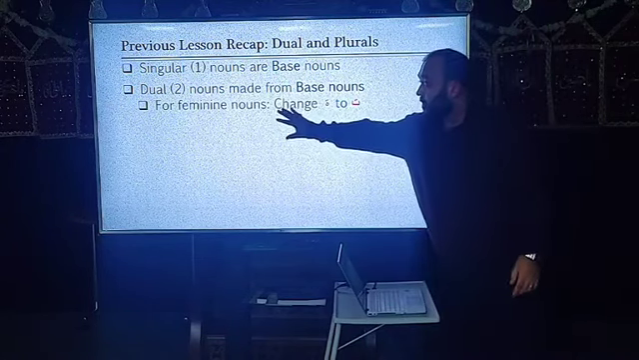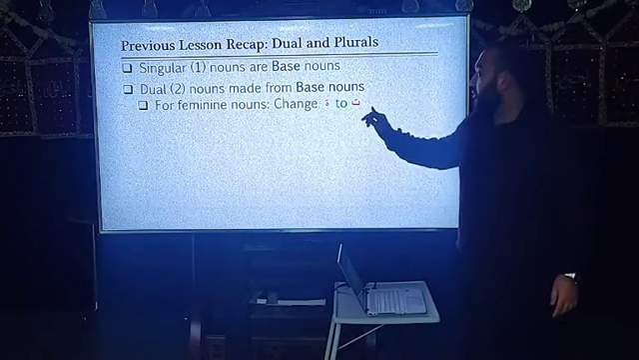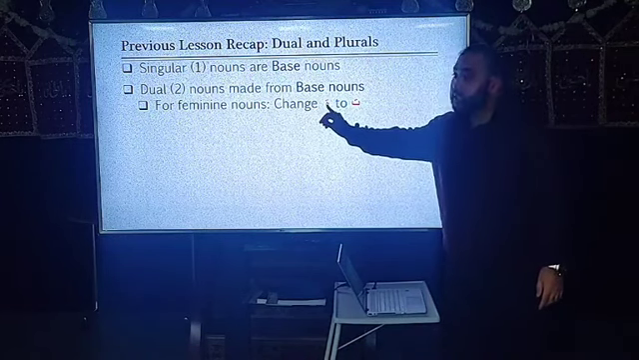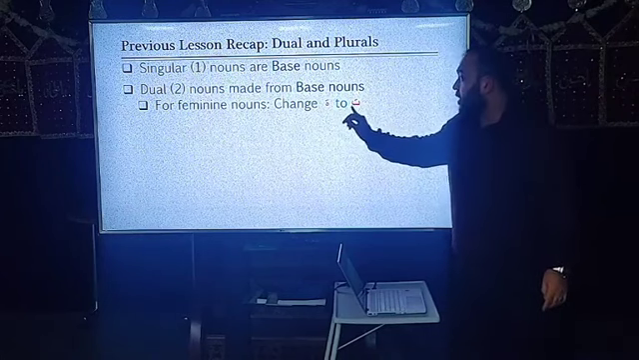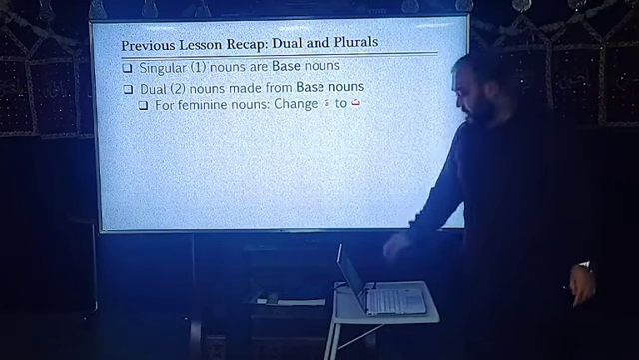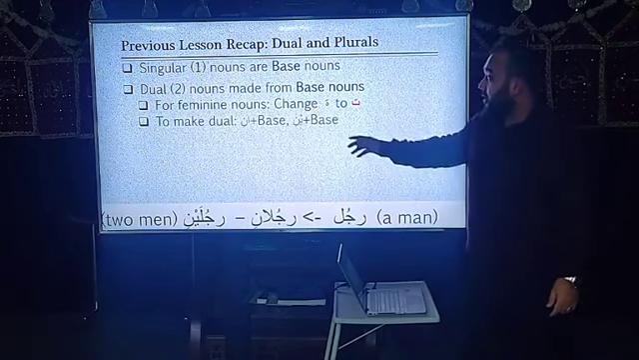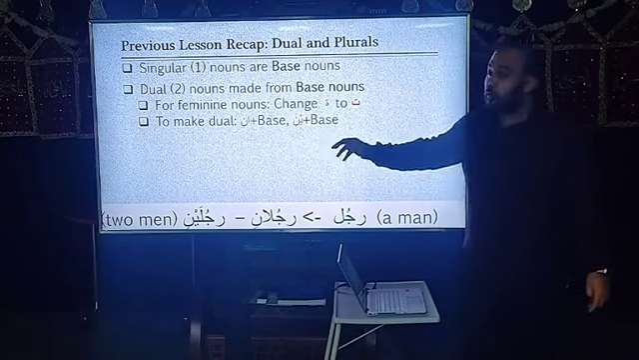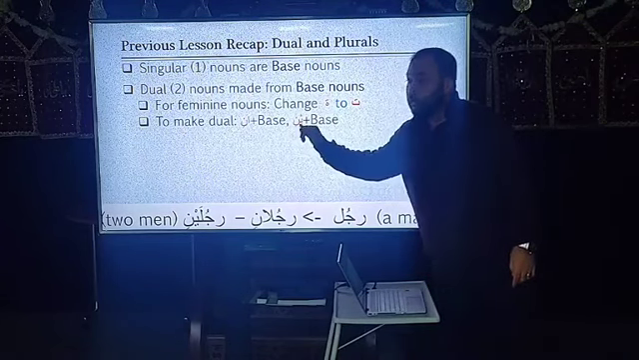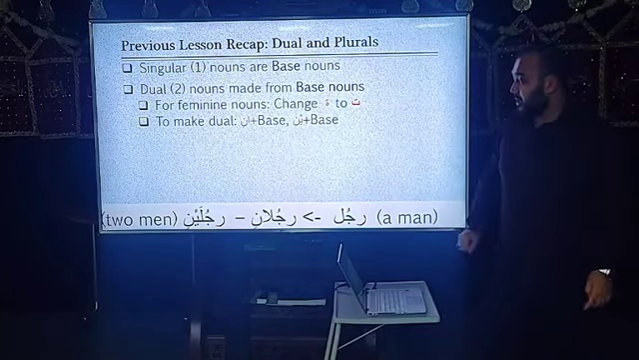So firstly, if it is a feminine noun, if it has a ta, we change that ta marbuta to ta maftuha. So the round ta to this ta. That's the first step, if it has a ta in it. And then you add either alif and nun or ya and nun. And both of the nuns have a kasra in this case.